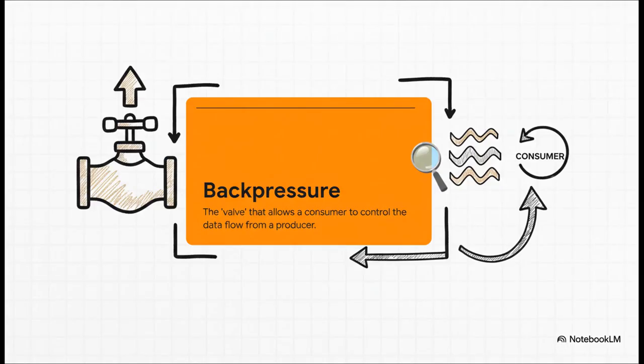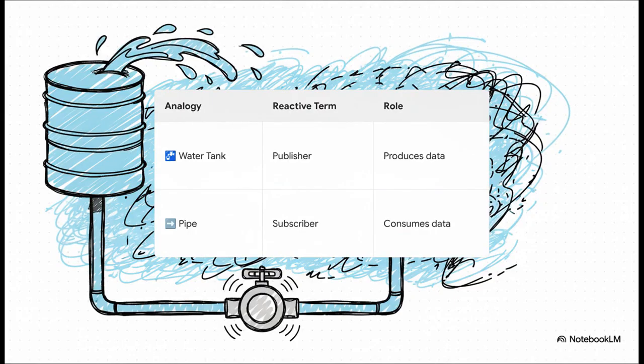And there it is. This is the moment we tie our little story back to the tech. That valve, that whole idea of the consumer signaling back to the producer what it can handle, that is what we call backpressure. It's a feedback loop, and it's what brings balance and sanity back to the system. So let's just map it out to make it super clear. Our giant water tank, that's what we call a publisher in the programming world. It's what produces all the data. The little pipe that's trying to keep up, that's our subscriber. It consumes the data. It's as simple as that.